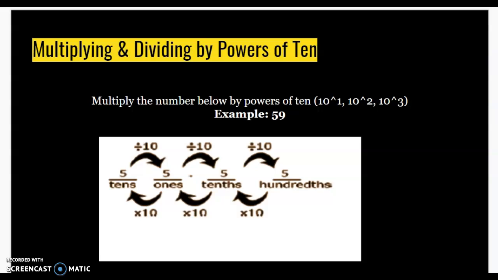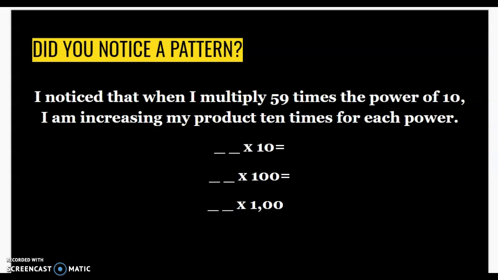Also, when you are moving from right to left, remember that you are gaining or increasing in value. Therefore, you are multiplying by 10 or increasing by powers of 10. Let's see what you notice. As a student, you should be able to say, I notice that when I multiply 59 times the power of 10, I'm increasing my product 10 times for each power.